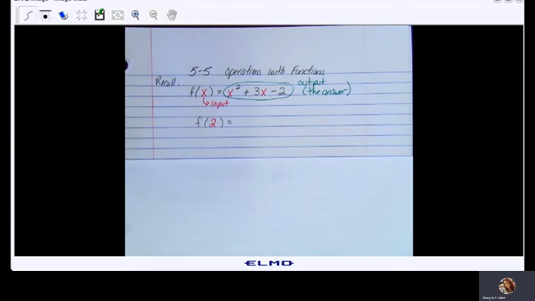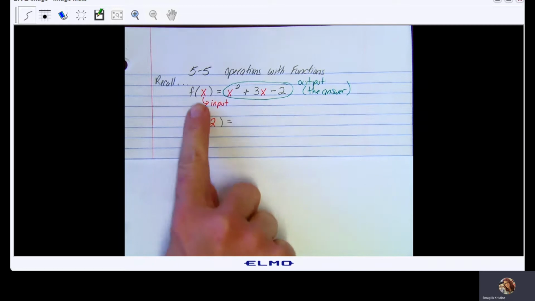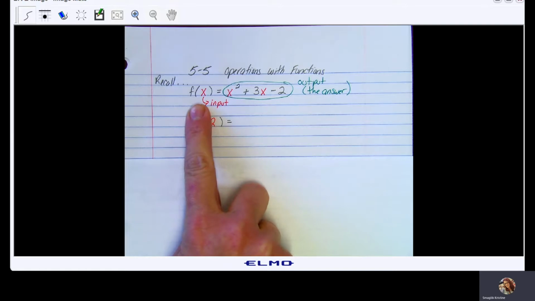We're going to take a look at topic 5.5, example 4, operations with functions, and more specifically, composition of functions. Let's jog our memory a little bit on what a function is. A function is kind of like a machine. You see we have this equation, and we have our function notation. This is read f of x.